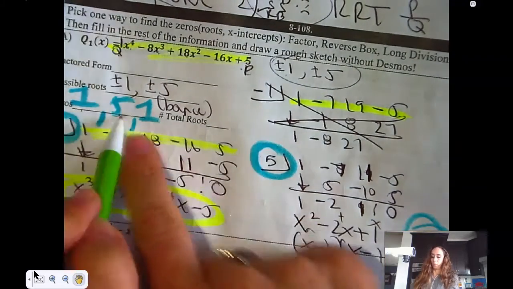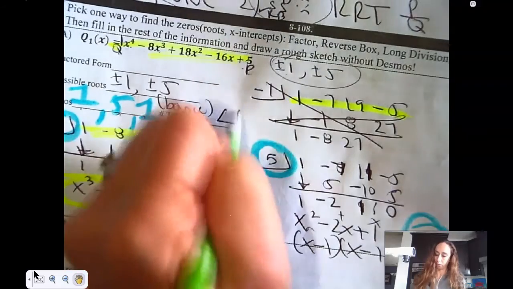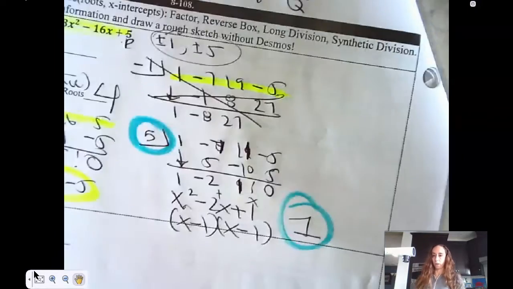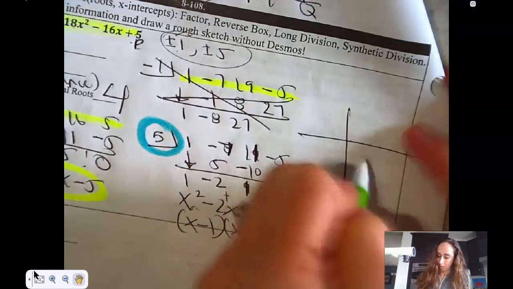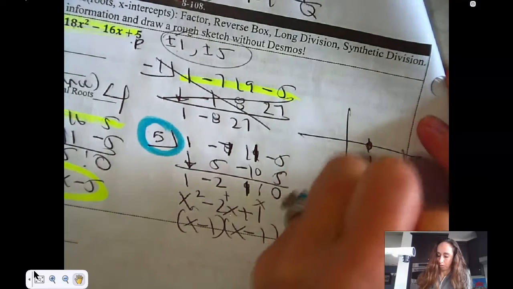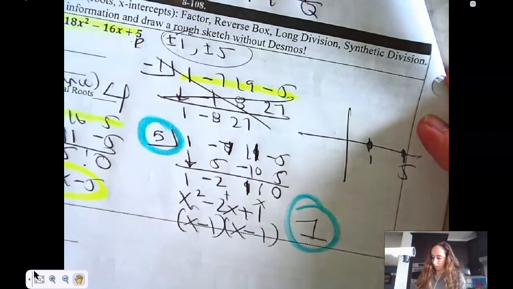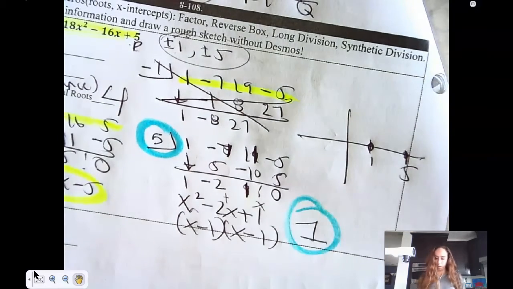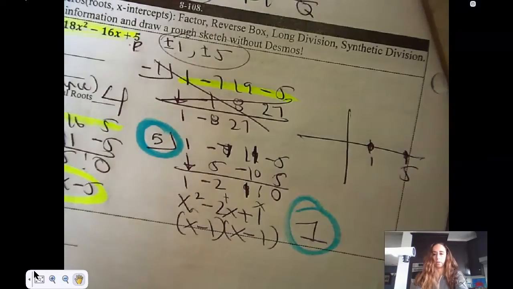Because I have 1, 2, 3, 4, a total of 4 roots. What kind of roots are they? Real. If I was to graph this thing, 1, 5, let's see, oops. Wow, that's like a triple bounce. Okay. Let me make sure I'm good on that.